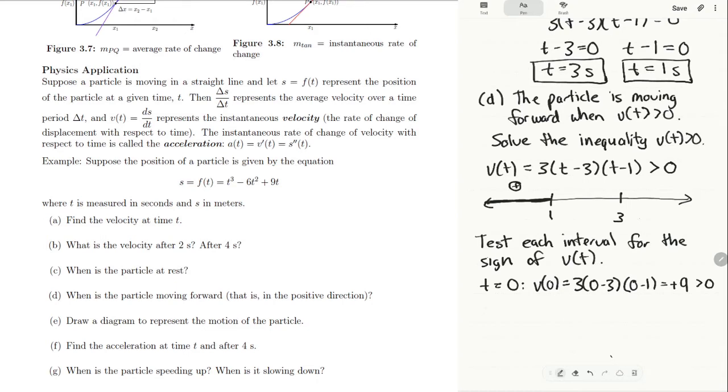So now let's test a value between 1 and 3. For example, we can test positive 2. If we substitute 2 into this function, we get 3 times 2 squared minus 12 times 2 plus 9, and we get negative 3. And so the velocity will be negative between the times 1 and 3.